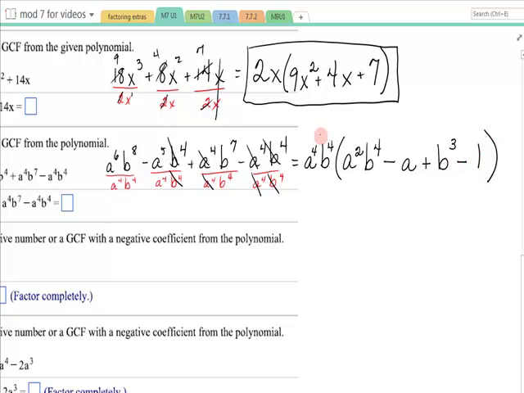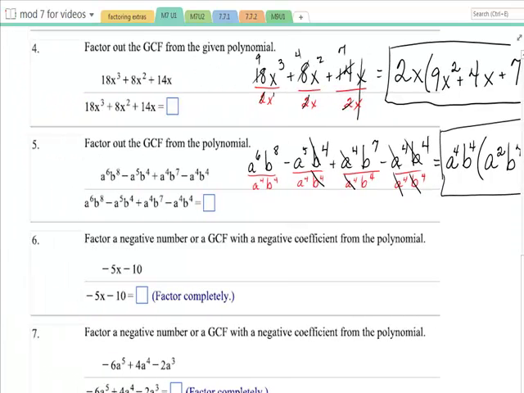You could check it by distributing that to each of the 4 terms on the inside. Be sure to write it all down. Sometimes these are a real challenge to enter into my math lab. All right, number 6 and 7 have you do something that you really do need to be aware of.